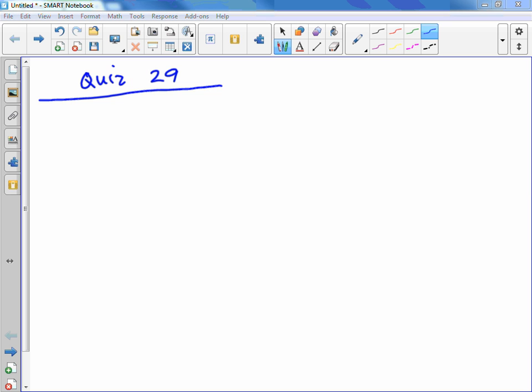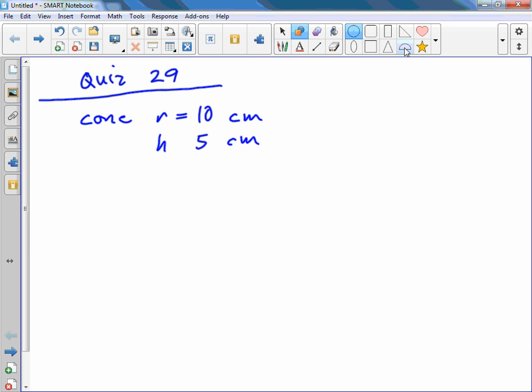Okay. Anyway, so we have a cone. We have a cone of radius 10 centimeters and height 5 centimeters. And it says slice it horizontally. So I'm going to first draw a cone or a slice of a cone that might look, not that, maybe this. Here, this looks better. Okay, so here's a cross-sectional view of a cone.